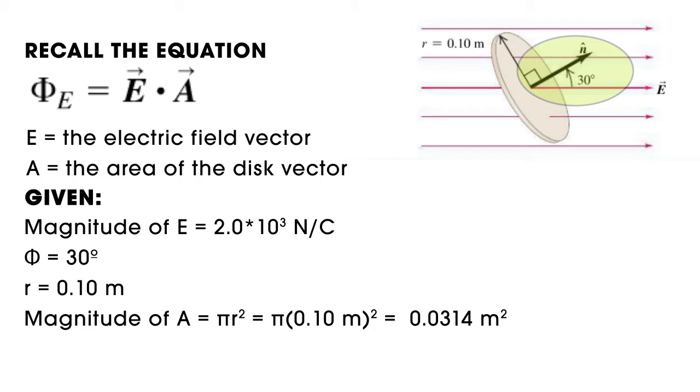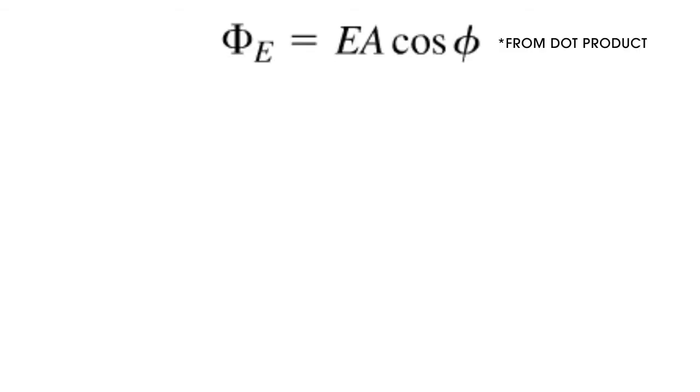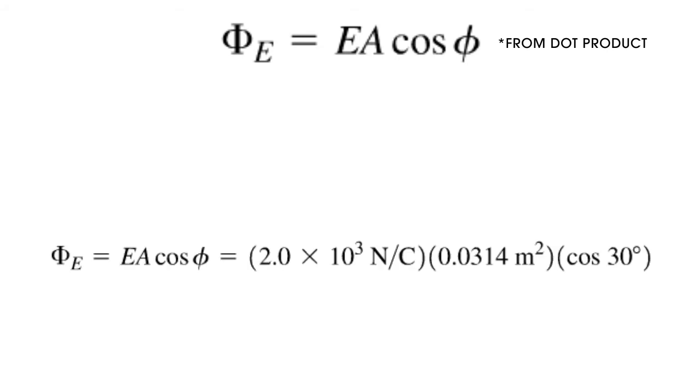We have the radius, we have the electric field, and we also have an angle. Also recall that another way to express this vector equation in non-vector form is E times A cosine phi, and this will give you the final answer. The calculation will be 2.0 times 10 to the third newtons per coulomb times 0.0314 meters squared, found from the equation pi r squared for the area, times cosine of 30 degrees. Our final answer ends up becoming 54 newton meters squared per coulomb, and that is our electric flux through the surface of the disk, and that finishes part A.